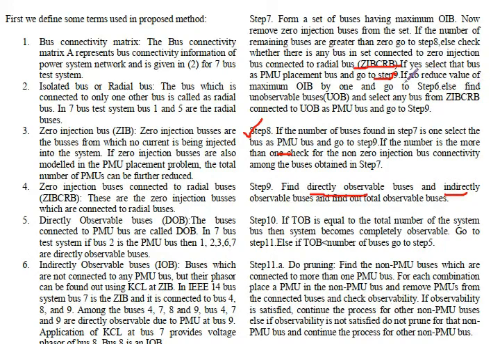Otherwise, go to the next bus that has the maximum OIB. So you will make an order of the observability index of the buses, first select the one that has the maximum, then go to the next one, and so on, and go to step 6 and repeat.